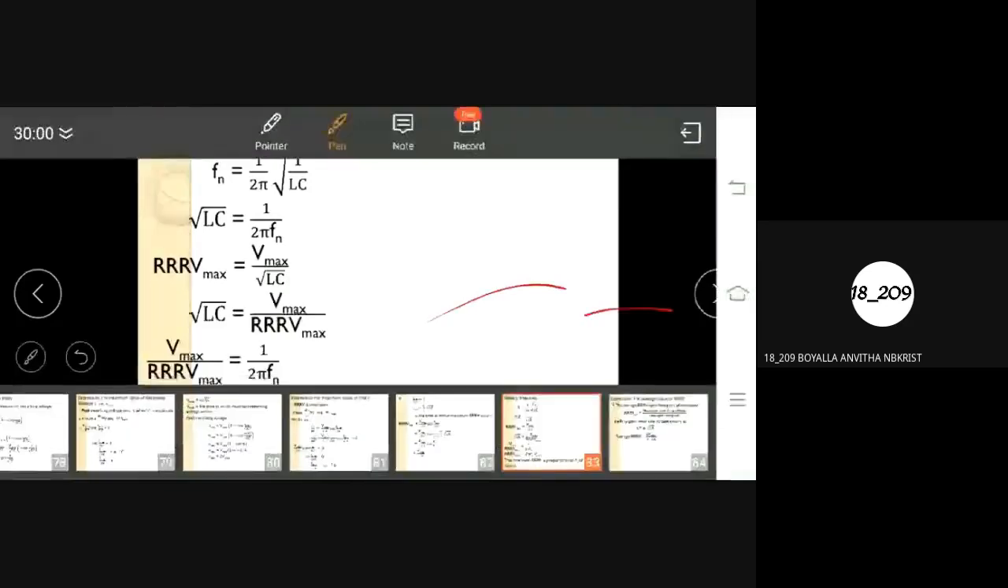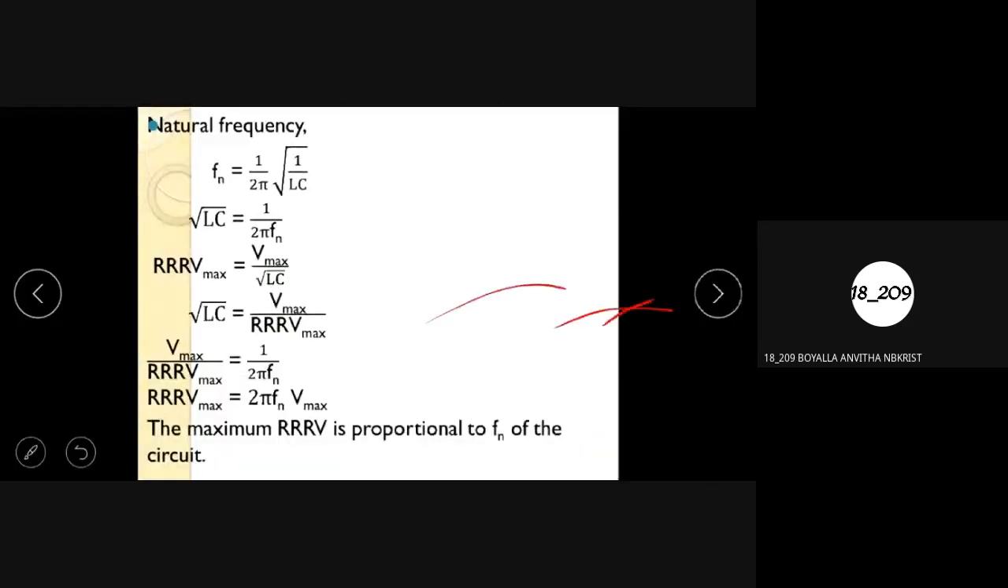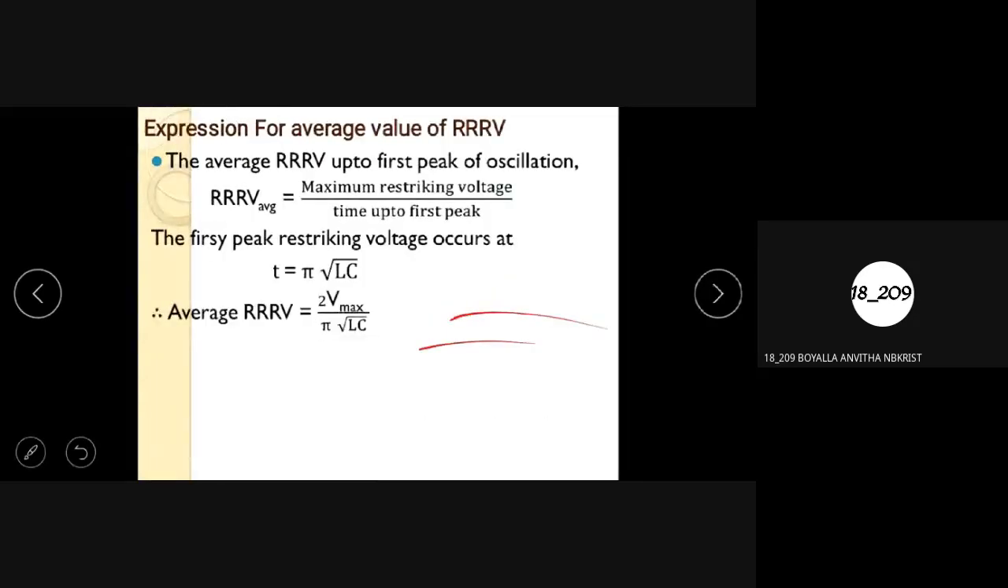Completed? Okay, very good. Next is the expression for the average value of rate of rise of restriking voltage. It is usually determined up to the first peak of the oscillation, the transient which appears. So the average value of rate of rise of restriking voltage up to the first peak of oscillation is equal to the maximum restriking voltage divided by the time up to first peak.